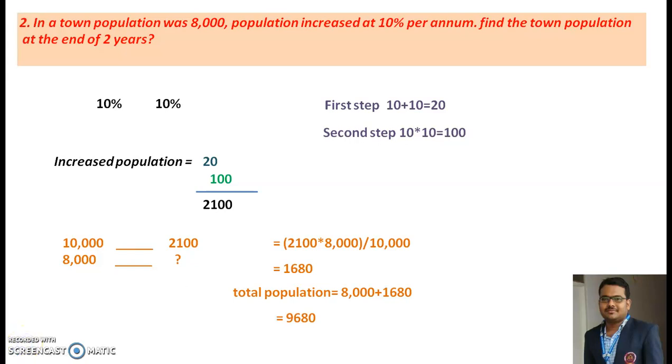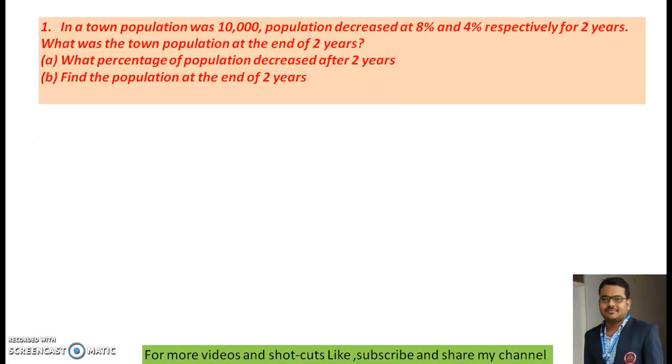Let me consider one more example. In a town, the population was 10,000. The population decreased at 8% and 4% respectively for 2 years. Then what was the total town population at the end of 2 years, and what percentage of population decreased after 2 years? And the second question is to find the population at the end of 2 years.